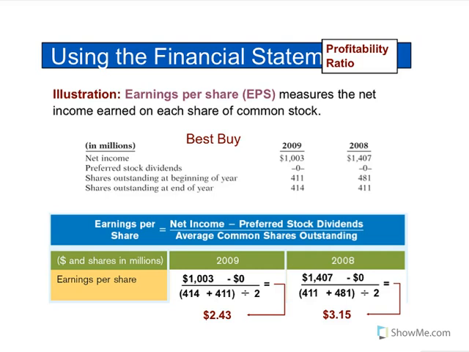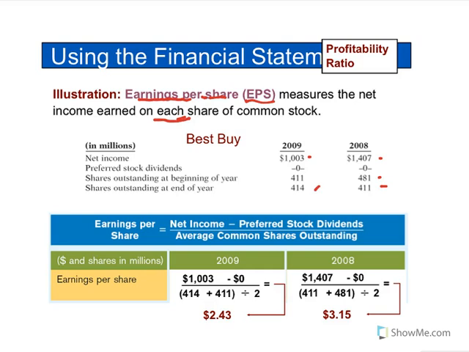One of the first questions an investor would ask when looking at the financial statements of a company is, what are the earnings? If I invest in this company and own a share of the company, what would the earnings per share be, better known as the EPS? This measures the net income earned for each share of common stock. Remember, common stock represents ownership in the company. Here we have Best Buy, 2009, 2011. Net income, both years. The number of shares, in 2008, they started off with 481,000 and went down to 411. In 2009, they went up to 414.